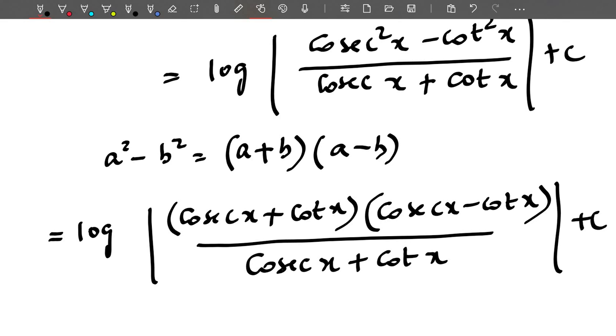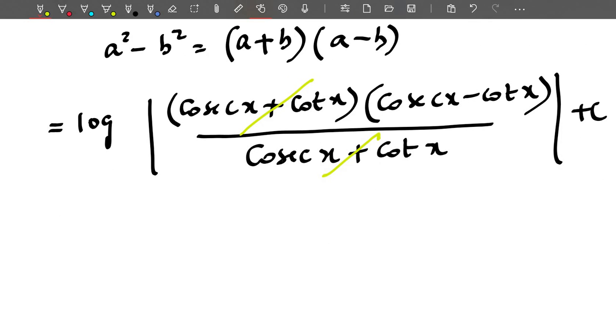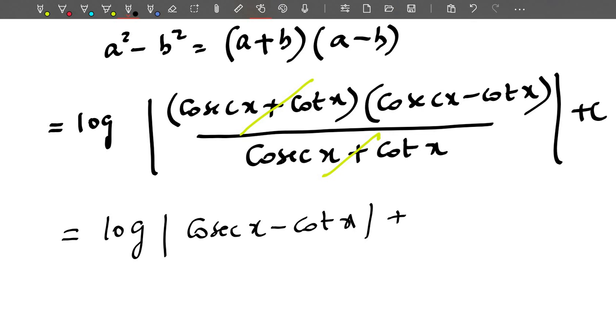plus c. Okay, so these two are getting cancelled there. So we are left with log cosecant x minus cot x plus c. Okay, so finally this will be the answer part or the formula part.